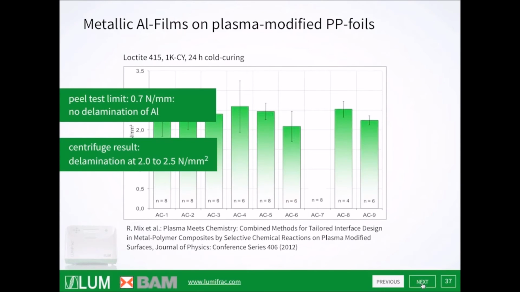Usually the peel test is used for determination of adhesive strength. However, this test fails here, as the adhesive strength of aluminum on modified polypropylene is already beyond the peel strength of the adhesive tape used to remove the coating. So one cannot observe any delamination by means of the tape peel test. However, centrifuge technology can achieve this goal. With that, I'm at the end of the application section, and I would like to turn over to Professor Lerche again.